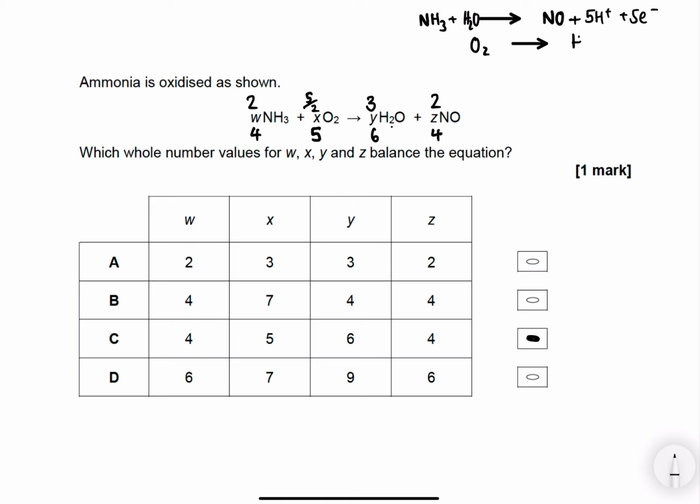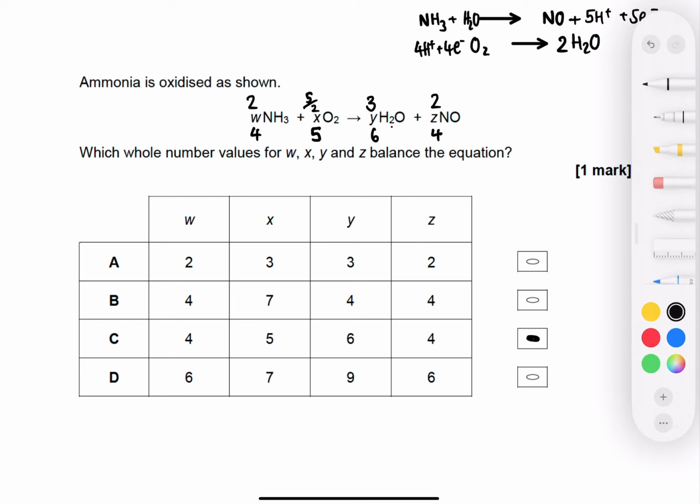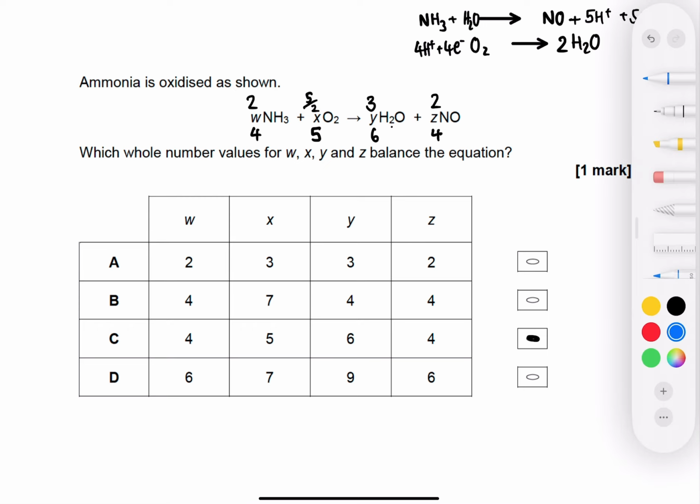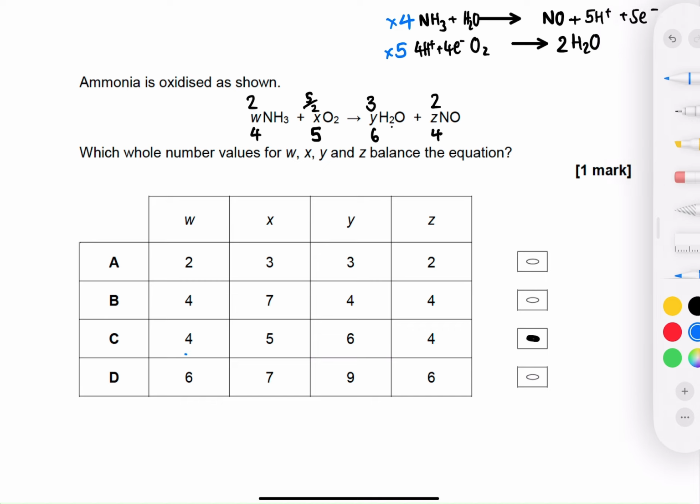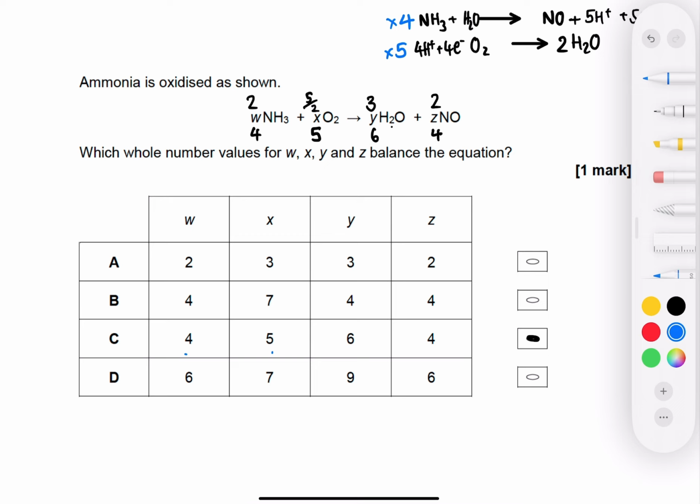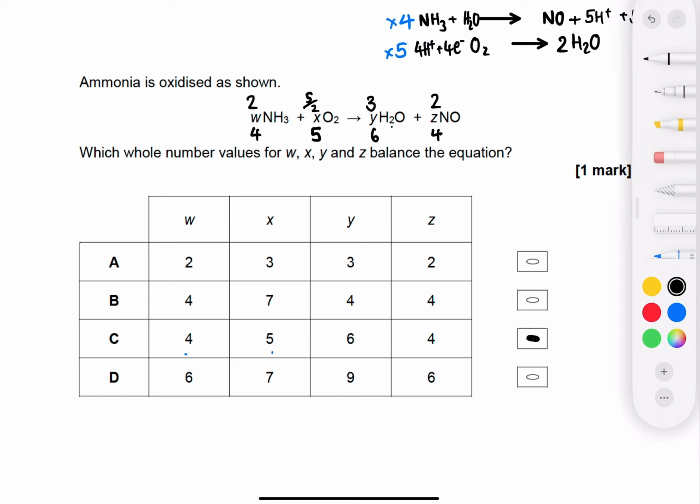And then I could have done the oxygen in a similar way. Oxygen's going to water. We're going to balance that. 4 H pluses and 4 electrons. Now, if I'd have done this, I would have seen that in order to get them to combine, I would have had to times this equation by 4 and then this equation by 5, which would have already given me that I had 4 ammonias and 5 oxygens, which led me to the answer C as well, even if I didn't finish off the rest of the combination of the equation.